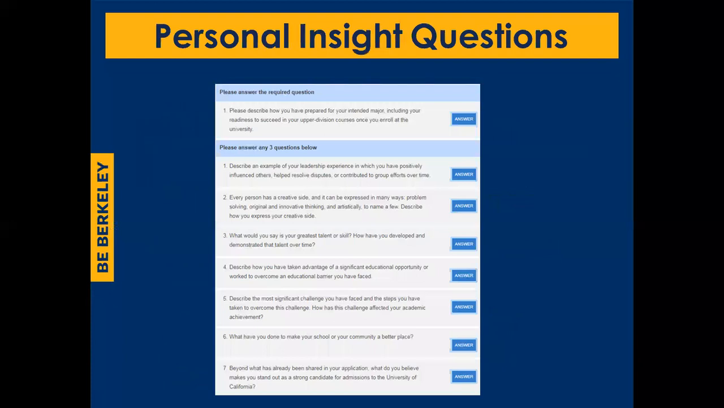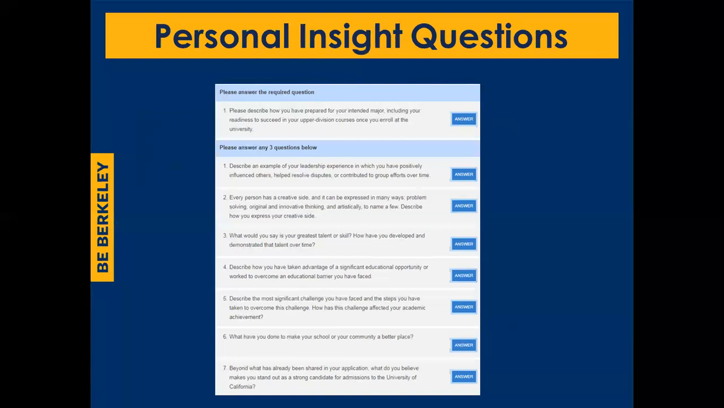The personal insight questions here are listed as they do appear on the application itself. You will see that the first one says that it is a required question, and it asks you to describe how you have prepared for your intended major, including your readiness to succeed in your upper division courses once you enroll at the university. And then you do have to choose 3 of the remaining 7.